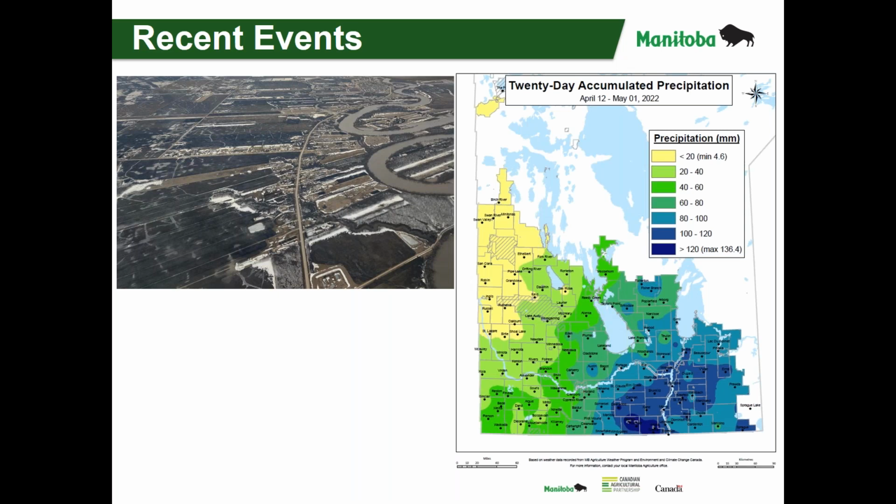But this is the 20-day accumulated precipitation just over the 3 series of events that we've had, and areas around Altoona, Gretna, Winkler, close to the international border, received a lot of precipitation, more than 120 millimeters. And for context, the typical range for climate normal precipitation between April 12 and May 1st is usually between 22 to 26 millimeters. So over the last 30 years, on the average, that's the amount of water equivalent precipitation.